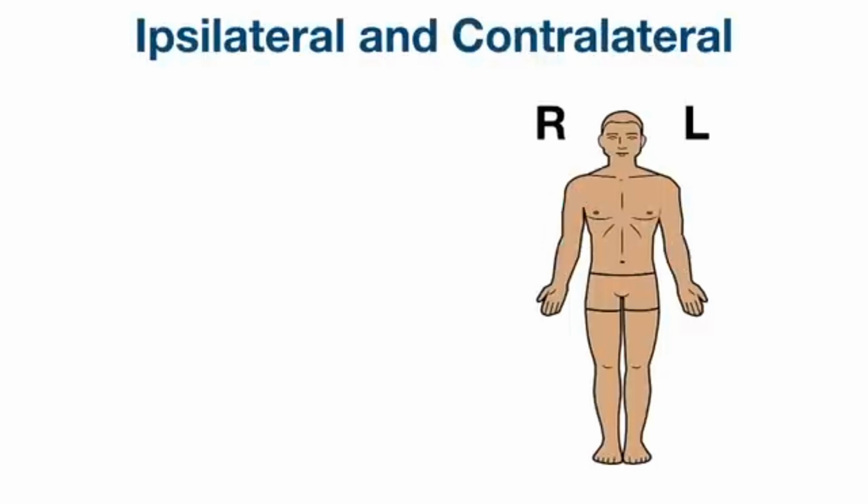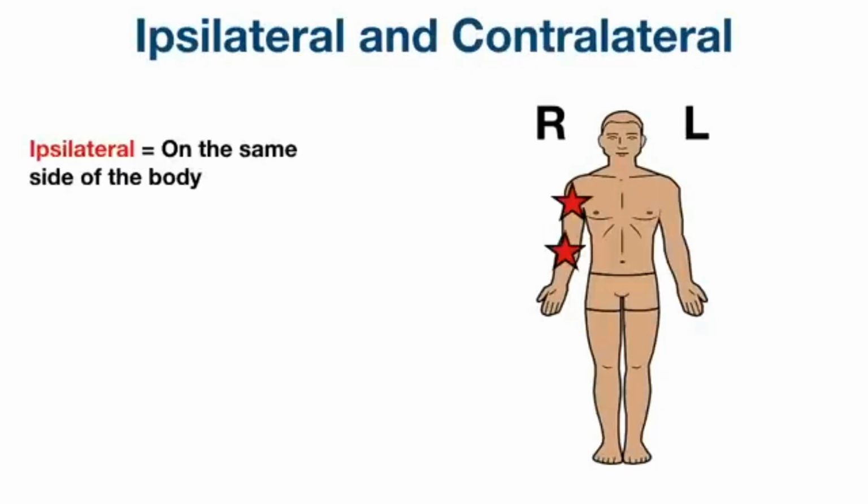Finally, we have ipsilateral and contralateral. Ipsilateral means on the same side of the body. For example, if a patient presents after a car accident with a laceration and an abrasion on their right arm, as depicted by the two stars, then those injuries are ipsilateral to one another. We learned in the medical prefix video that ipsi means same, which will help you remember ipsilateral means the same side of the body.